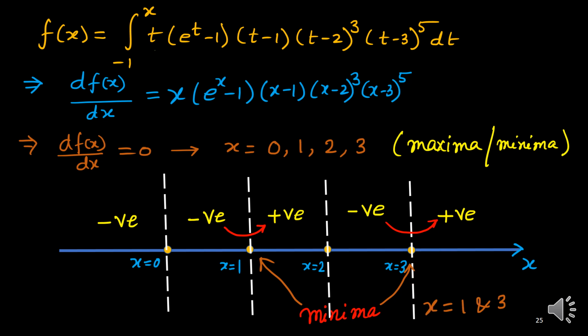I hope you have got this point. So these are the points A, B, C, D, 4 choices given. You can see that B, x equal to 1, and D, x equal to 3, both are correct. So 2 options are correct here.